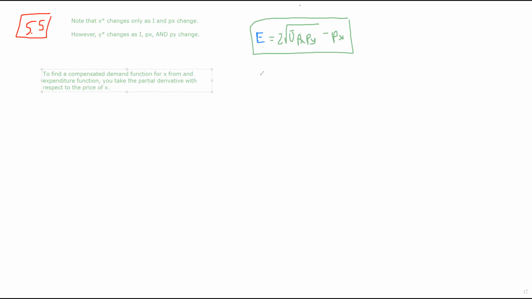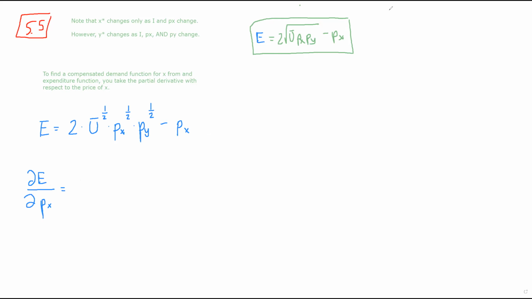So let me make this look a little prettier. E equals 2 times, this is a giant square root, we're going to say 2 times u bar to the 1/2 times px to the 1/2 times py to the 1/2 minus px. Okay, now I have to take the partial derivative of this guy with respect to px if I want the compensated demand curve. So the partial derivative of the expenditure function with respect to the price of x will give me my compensated demand function for x.